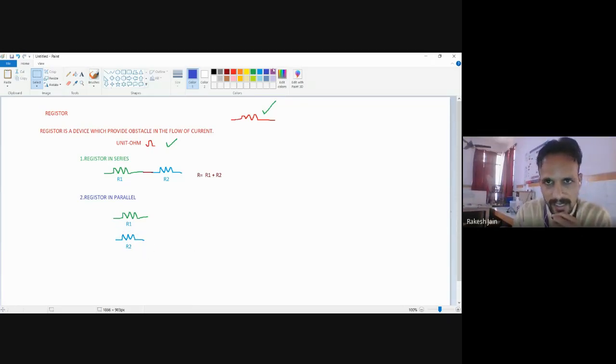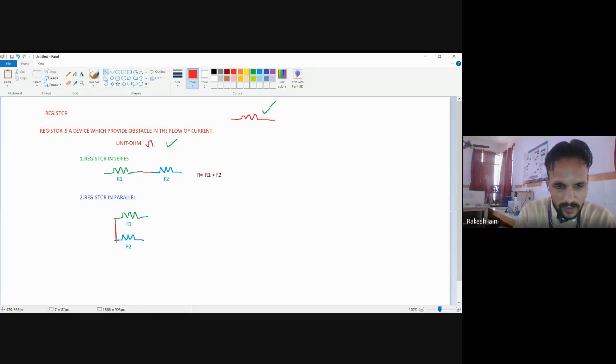If they are connected such that their one terminal is connected with each other, so R1's one terminal is connected with R2's one terminal, and then the second terminal is also connected with the same resistor. Okay, so both terminals of the resistances are connected. One resistor R1 and one resistor R2 are connected such that both terminals are connected with each other, then they are known as a parallel combination of resistances.